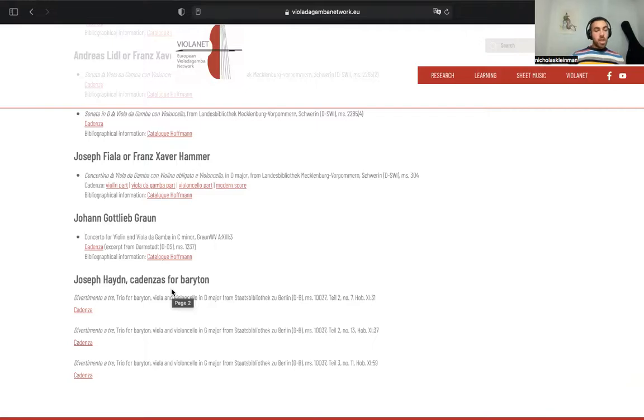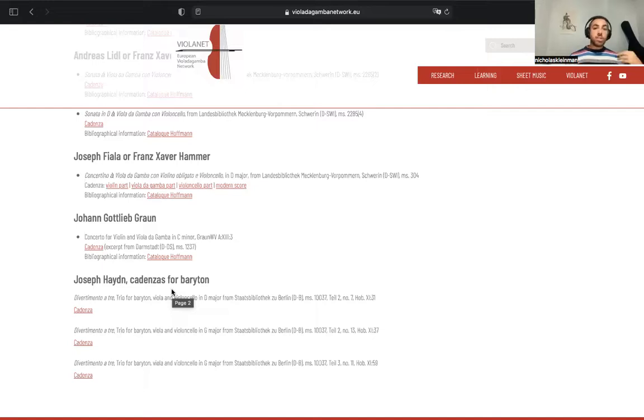He uses the word gamba, which is interesting, that the words can be interchanged, that he would use not the word baritone but gamba. And there's another manuscript in Franz Xaver Hammer's hand that we will discuss later, that on the title page says sonata or trio, or the title has the word viola da gamba. Then inside, on the part for the gamba part, it says viola baritone or viola da gamba.